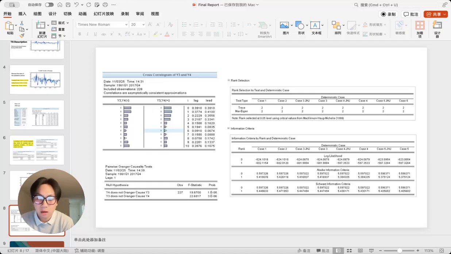And also, we can see from the result of the Granger causality test, both p-values are less than 0.1, which indicates that we can reject the null hypothesis. This indicates a strong two-way predictive relationship between Y3 and Y4, meaning that the economic fluctuations in either country tend to transmit rapidly to the other.